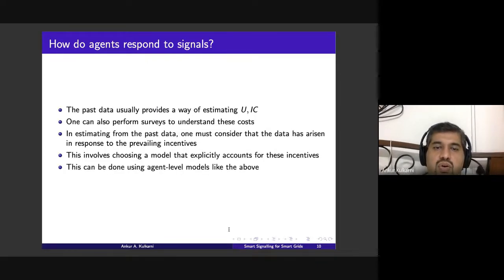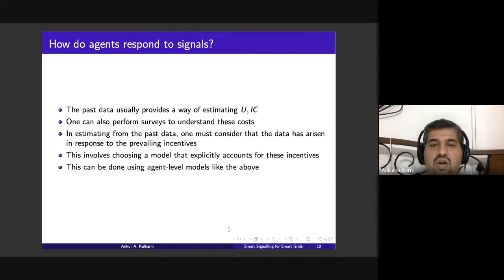Okay. Now, obviously the question arises: how do we estimate things like U and IC and so on? How do we get all these things? Well, there are many different ways. Past data is usually one way of estimating, because the data tells you how agents have previously performed. As a result, there is an important element in all of these problems of using statistical techniques like machine learning to estimate the behavior of the agent. You can also, of course, perform surveys to understand what the costs are, to understand what the utility function is. From the surveys, one gets some idea of how the agents are thinking.